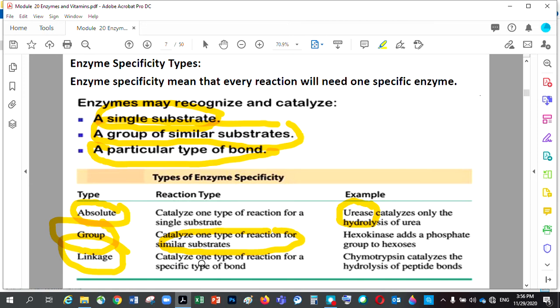Linkage catalyzes one type of reaction for a specific type of bond. Here we speak about one type of bond, and this is just an example: chymotrypsin catalyzes the hydrolysis of peptide bonds, correct? This is the linkage when we have peptides and we use this type of enzyme. It breaks the peptide into two components, the amino component and the carboxyl component, as we have seen before.